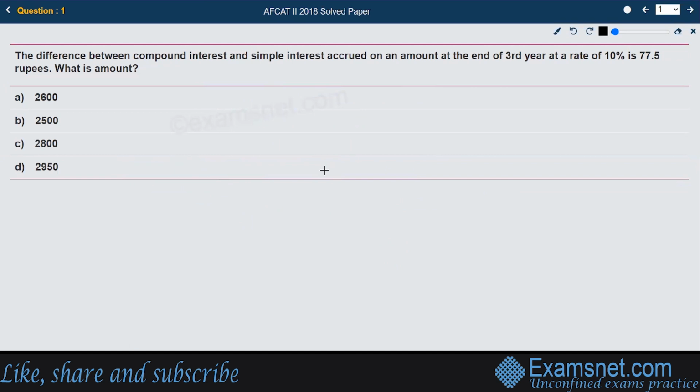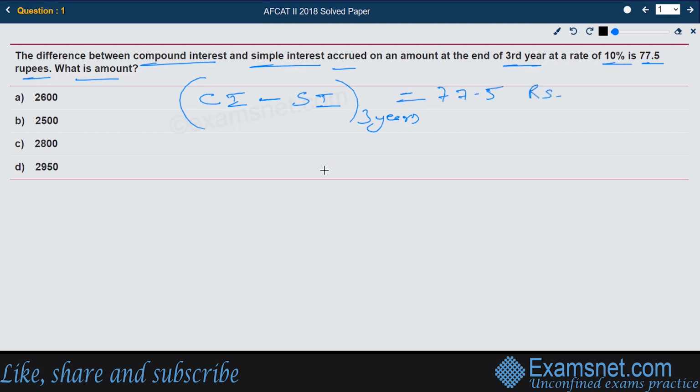First of all, we have questions on the aptitude and quantitative section, where we can call it general mathematics also. So the first question is: the difference between compound interest and simple interest accrued on an amount at the end of the third year at a rate of 10% is 77.5 rupees. What is the amount? So basically he's saying that compound interest on a principal minus the simple interest on the same principal for 3 years has to be 77.5 rupees. He has given the value of the rate, that is 10%. So let us just use it.